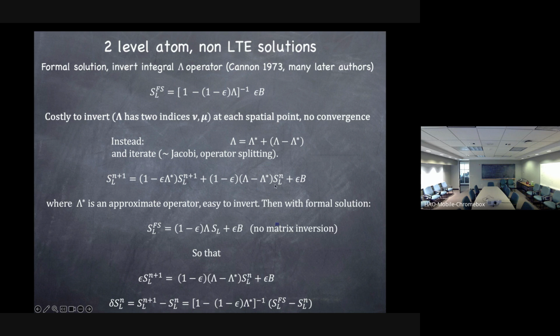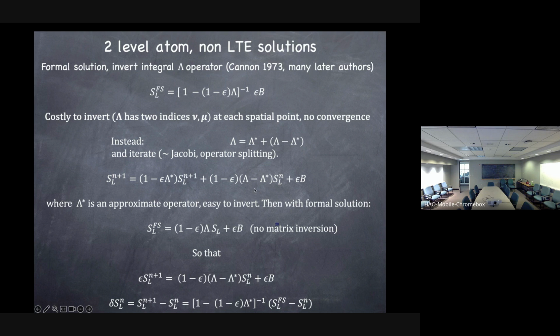So we start with our guess of SL, and then we compute the formal solution. We're not inverting anything here. This is just lambda operating on S, so that's fast. And whatever lambda star we've got, we just subtract this off. We've got to define what this lambda star might look like. But then we have the actual next update of this thing.